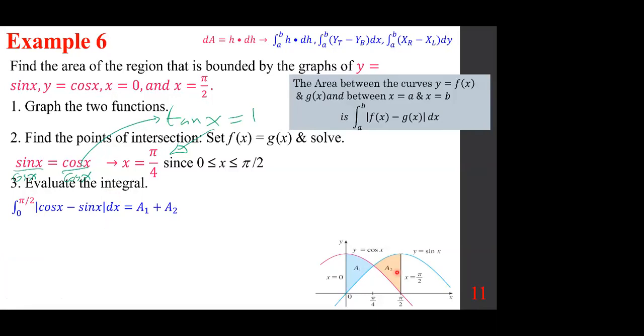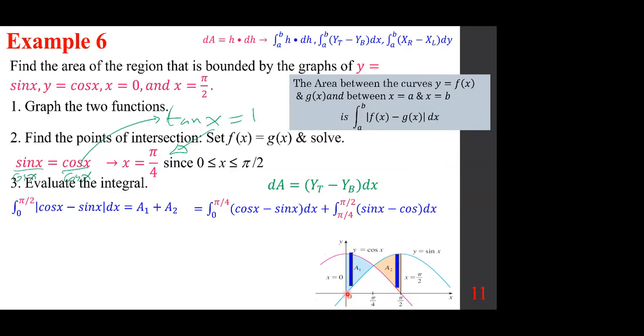And take a look at what we are going to do. We are going to find the typical strip. Again, y of the top minus y of the bottom times dx. And as you can see, this one, class, the top is cosine, the bottom is sine, and the other one is the other way around. That's why we have two integrals.